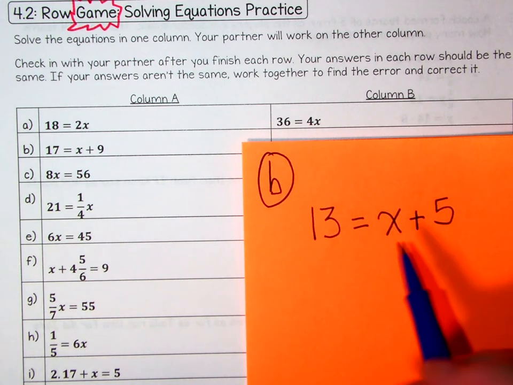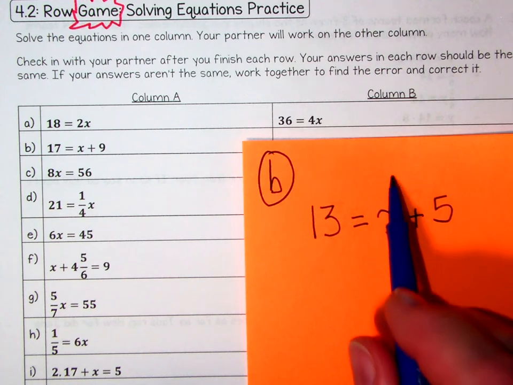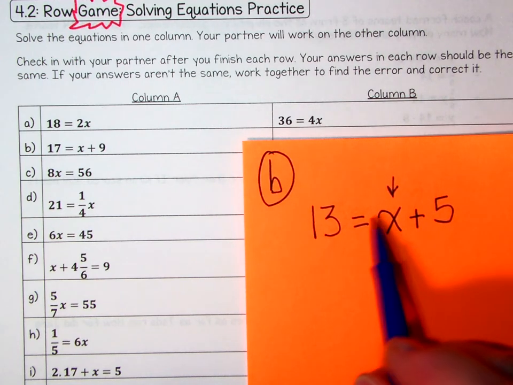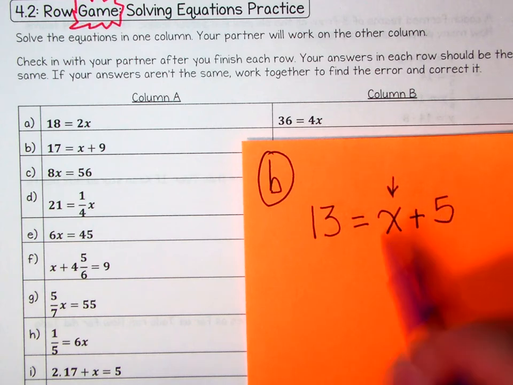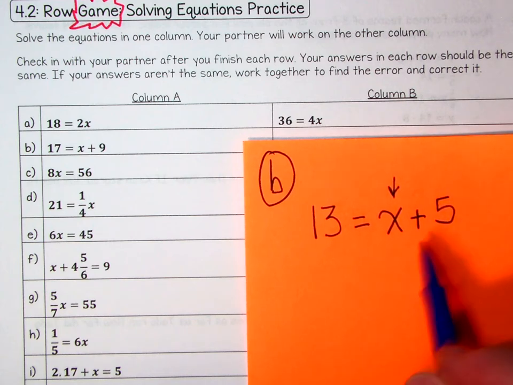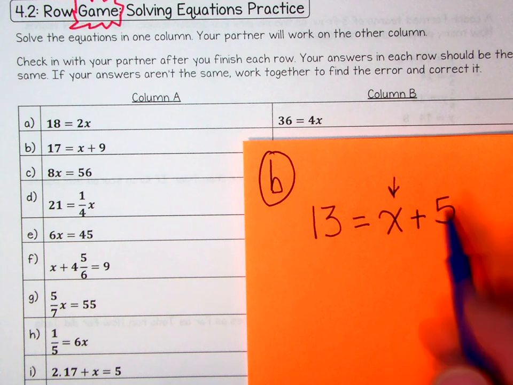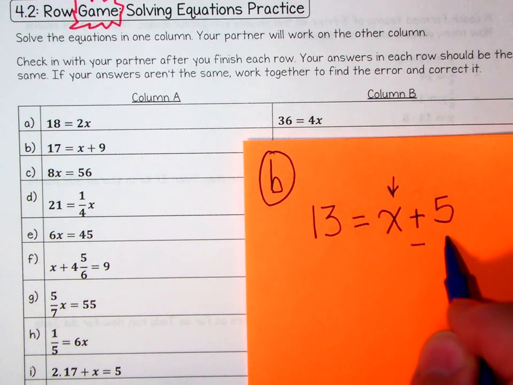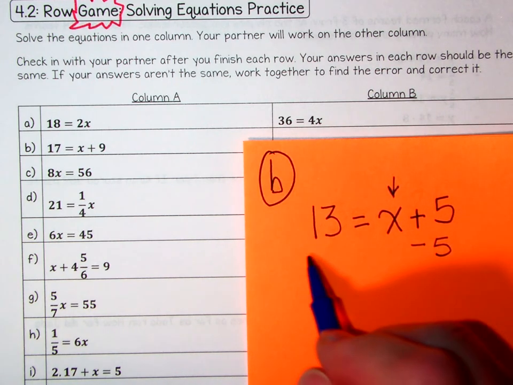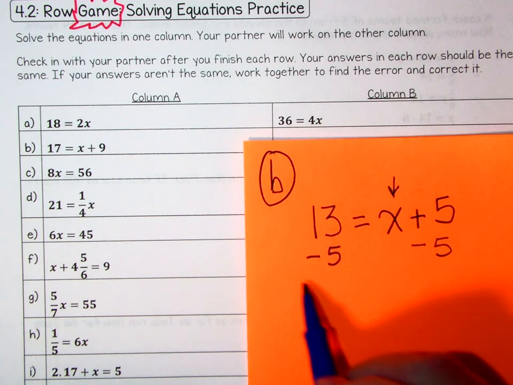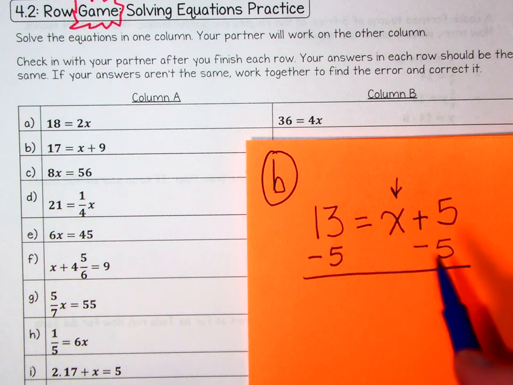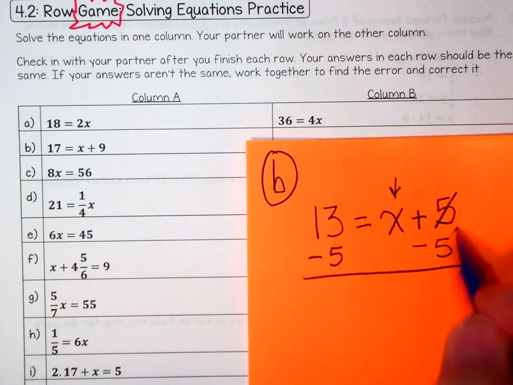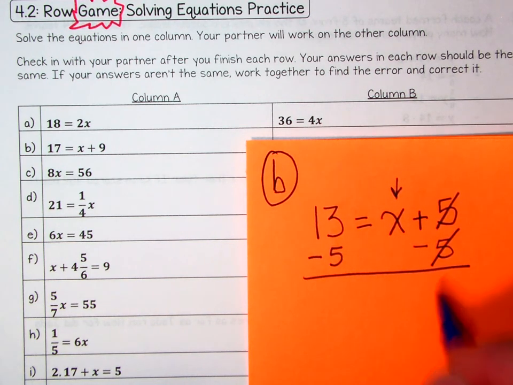Okay, problem B, I have 1x already. There's no coefficient here, so that means it's just 1x. But I want it all by itself on one side of the equal sign, so I need to get rid of this 5. It's being added, so to get rid of it, I'm going to subtract it. But to keep my equation balanced and true, I need to also subtract 5 from the left side. So on the right side, 5 minus 5 is 0, and I could write 0 here, but it's not necessary.